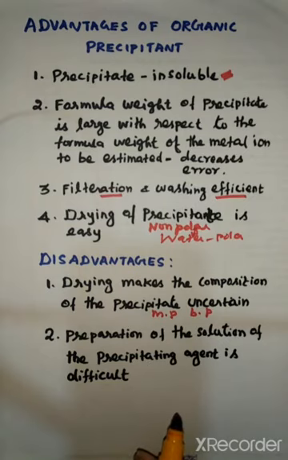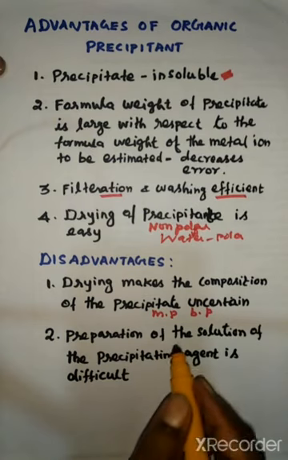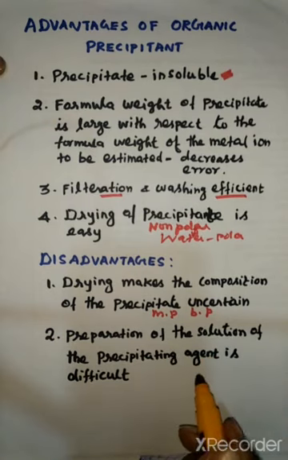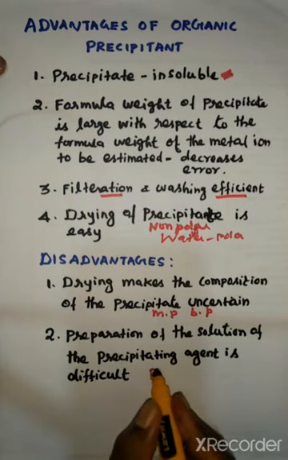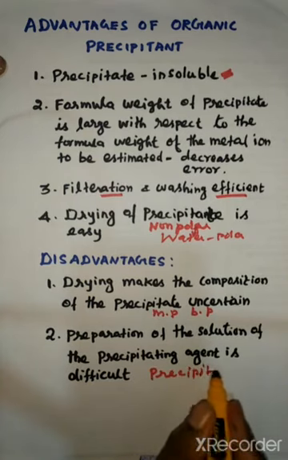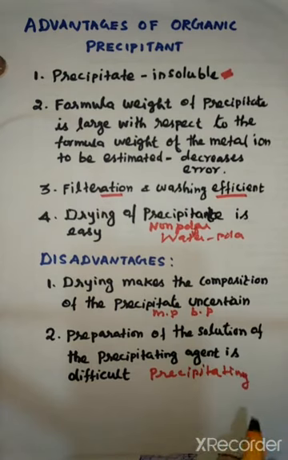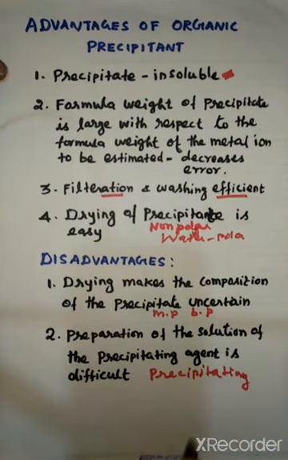As the solubility of these reagents in water is less, the preparation of the solution of the precipitating agent is difficult. So we need to prepare the precipitating agent using an organic compound. For the preparation of the solution, we have to dissolve the precipitating agent in water. To dissolve this precipitating agent, or the organic compound, in water is difficult.